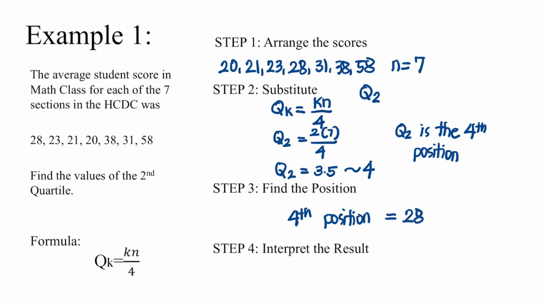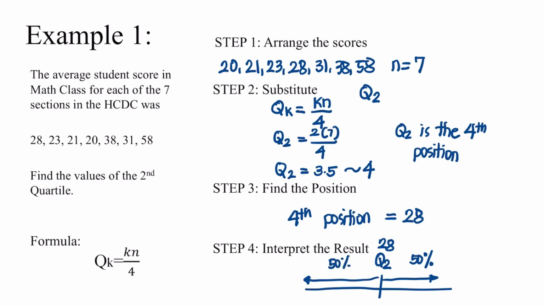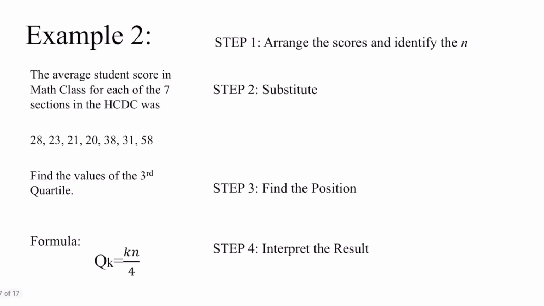In this case, class, we have to interpret the result since it's quartile 2. Therefore, we divide the class into two equal parts. Since quartile 2 is 28, if your score is greater than 28, you belong to the upper 50% of the class. But if your score is less than 28, then you belong to the lower 50% of the class. Let's proceed to the next example.